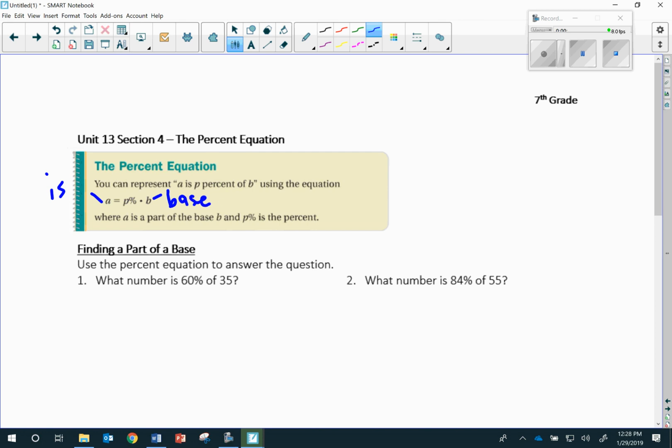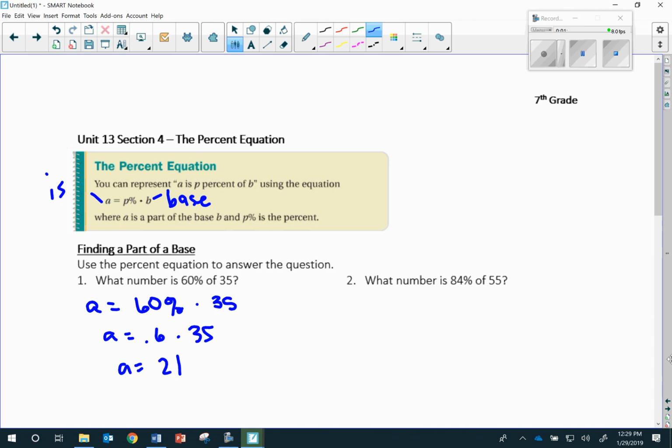P is the percent, and then B is your base. All right, so let's go ahead and look at number 1. It says what number is 60% of 35? So what number, that's our is, A equals 60% times 35. We learned in the last section we can write 60% as 0.6 multiplied by 35. So then we have A equals 21. So 21 is 60% of 35.